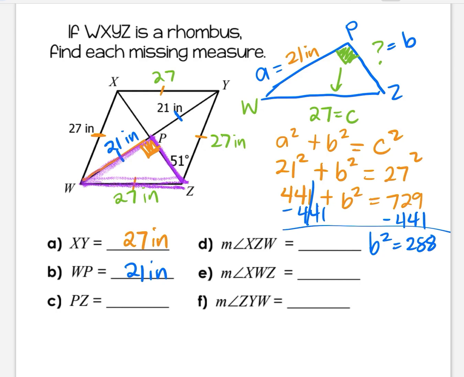I am going to extract the square roots on both sides, so B ends up to be a decimal. Let's use the tenths place, so 16.9. So then therefore PZ is 16.9 inches.